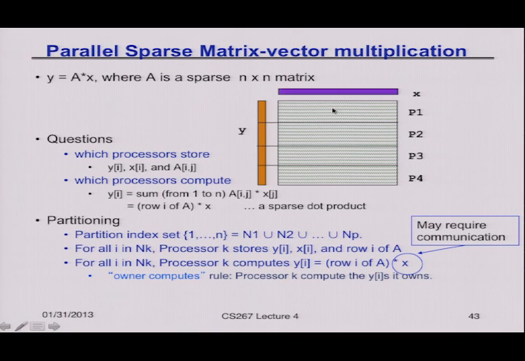But once I've assigned those rows to each processor, processor k is going to store the corresponding entries of y and the corresponding entries of x, and then it will be responsible for doing the matrix vector multiply. It's going to do the dot product of each row of A that it owns with all of x. That's where the communication comes in. I'm probably going to have to communicate x's from some processors to other processors in order to do the dot products. But each processor is responsible for computing the entries of y that it owns. So it's called the owner computes rule. So the question is, how do I do this partitioning?